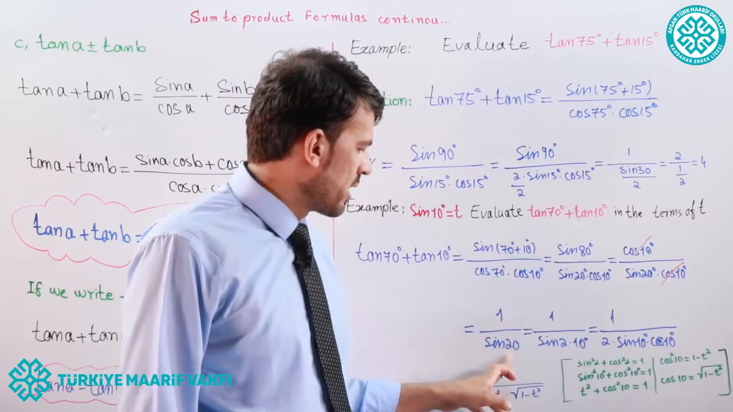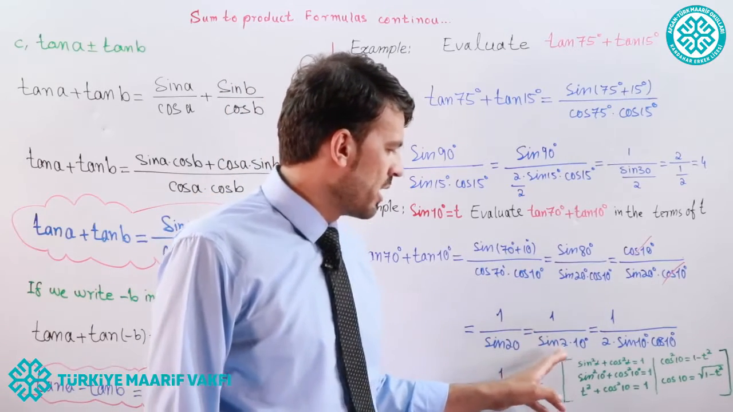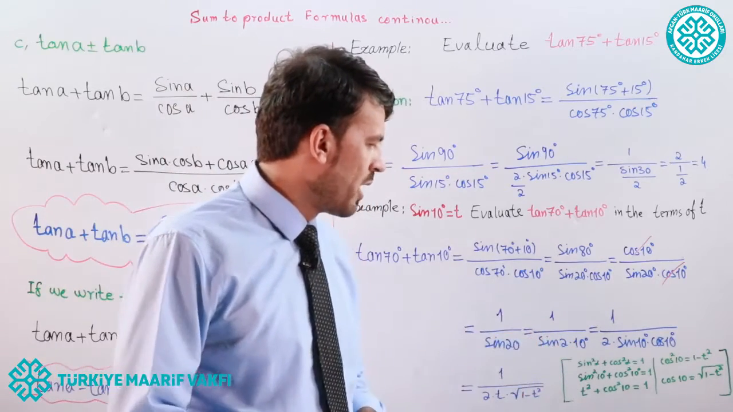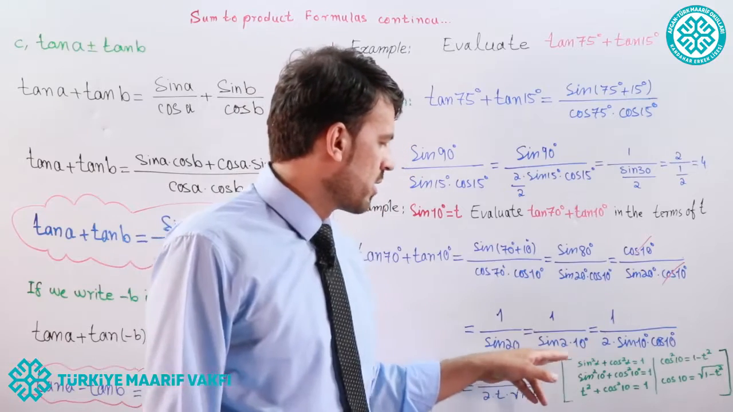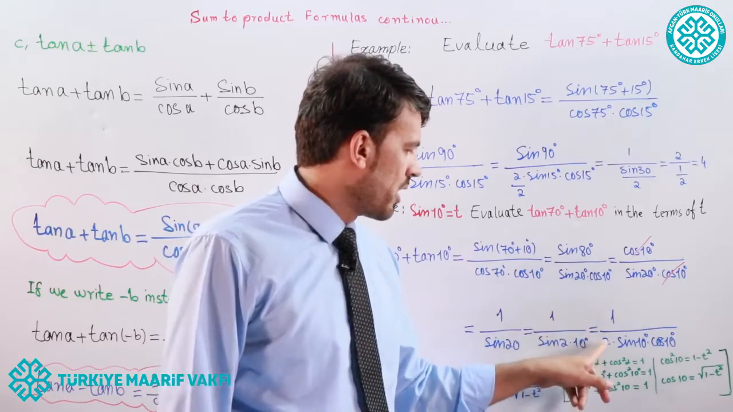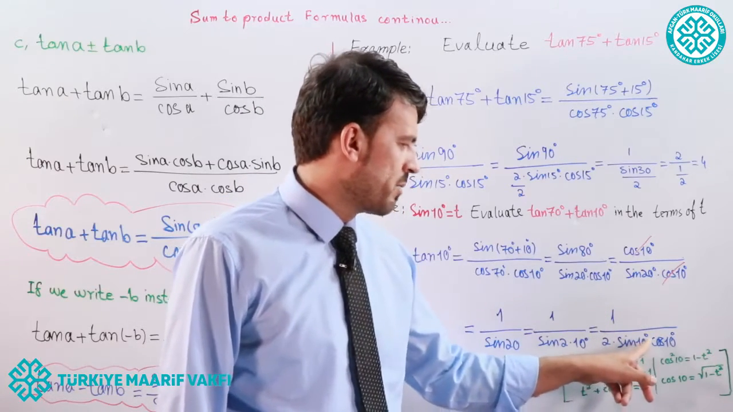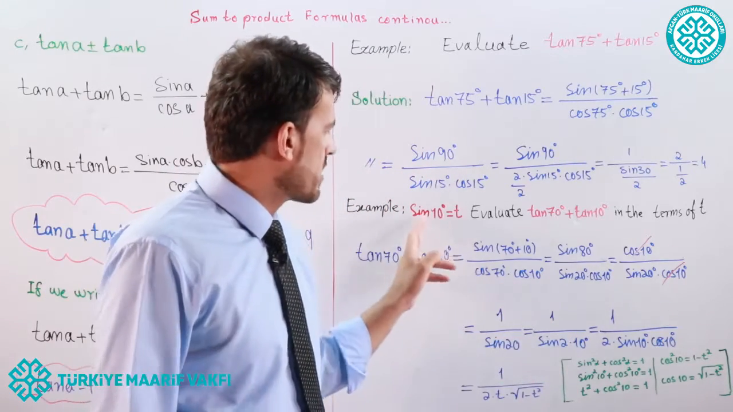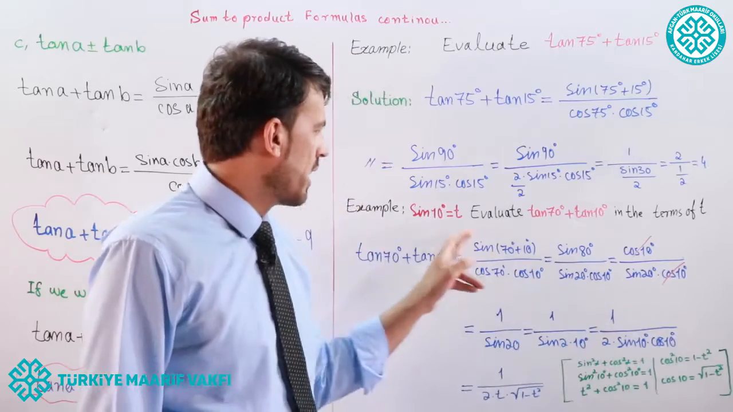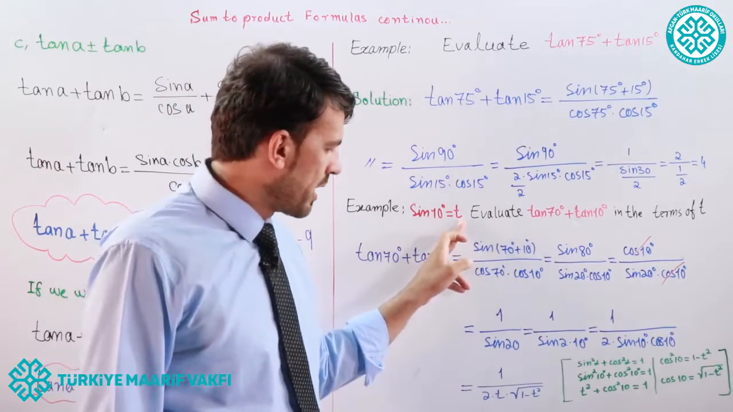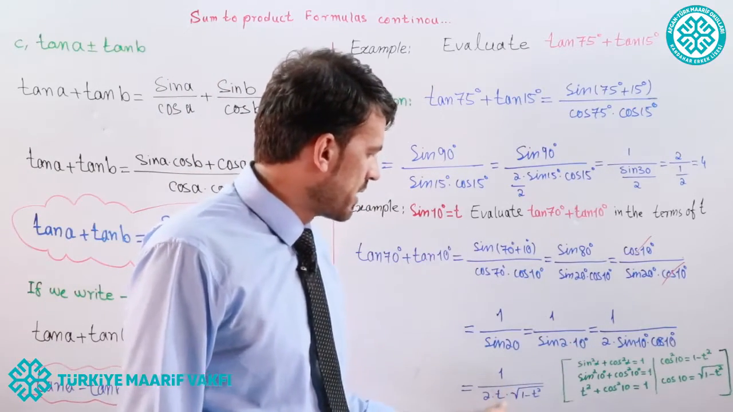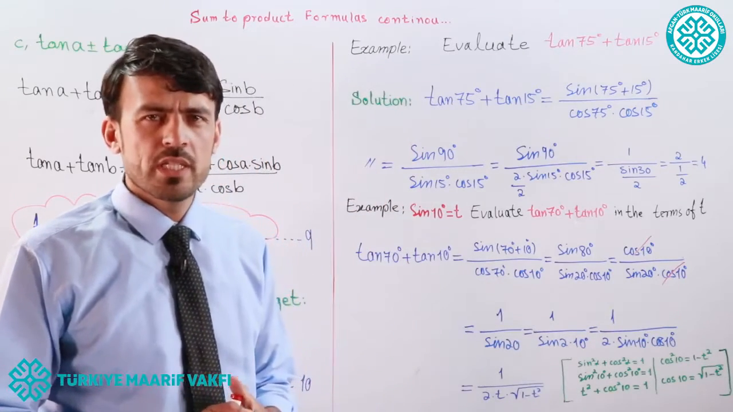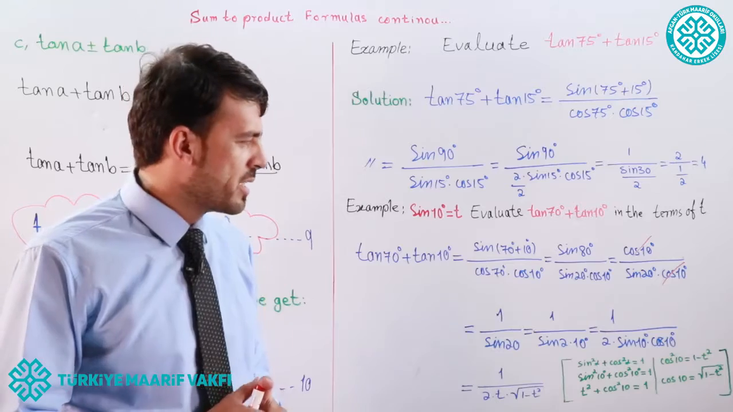Here we are writing 1 over sine 2 multiplied by 10 degree, and we can apply the double angle formula on this ratio, and we will write 1 over 2 sine 10 degree multiplied by cosine 10 degree. We know that sine of 10 degree is equal to t. We can write 2 multiplied by t. But what will we write instead of cosine of 10 degree?